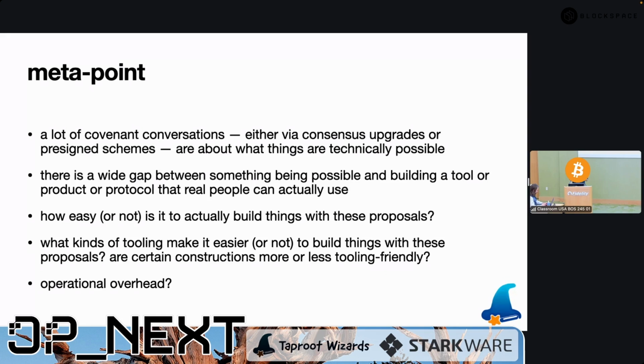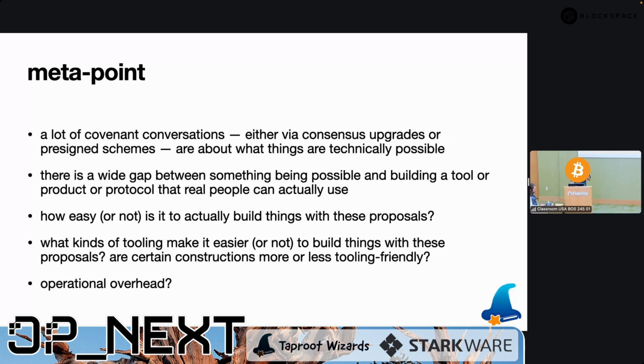I think a lot of the conversations that we've had about covenants, and I mean that in the general sense of either consensus upgrades or just big pre-signed transaction schemes, tend to be about things that are technically possible on a whiteboard with zero friction in a vacuum. And something a lot of people have learned is that the gap between something being theoretically possible and something being productizable and in people's hands in a way they can actually use it is a really big gap. And there's a lot of engineering in that gap that has to go into making these things useful for people to use them as money.